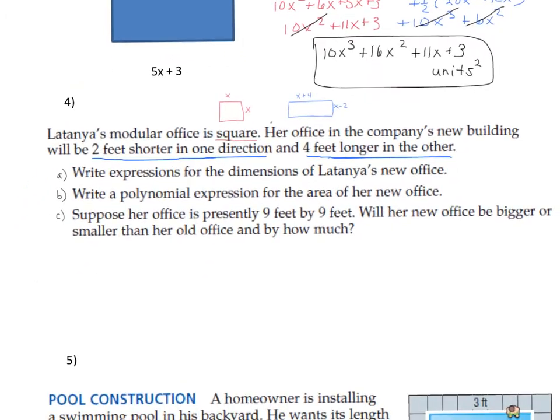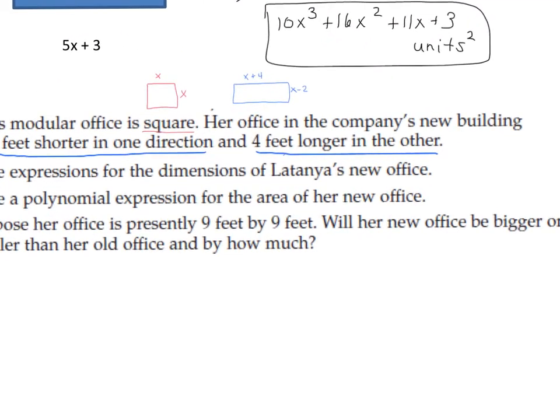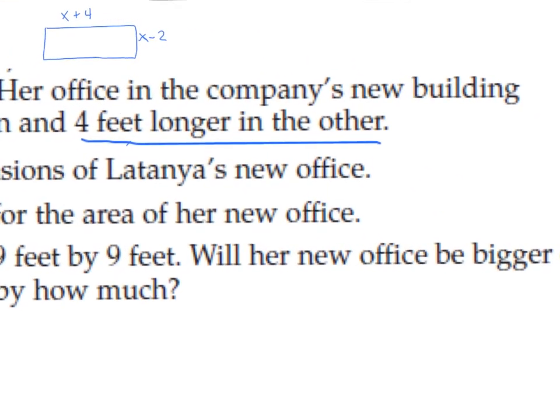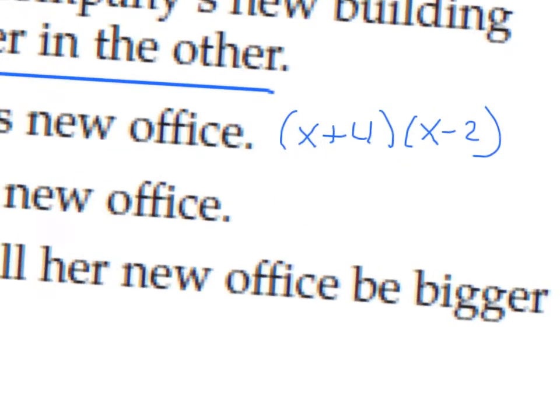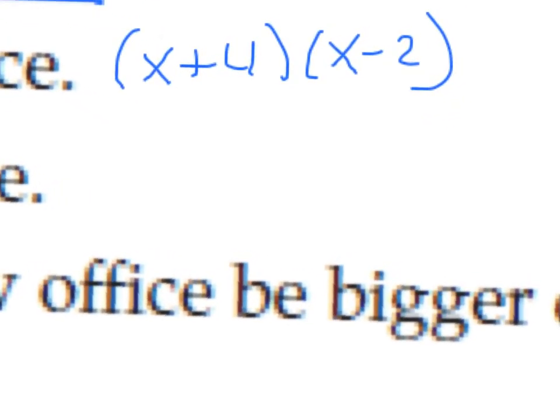All right, so A, write an expression for the dimensions of her new office. Now, when we say write an expression, I still expect you to always simplify. So I'm going to have x plus 4 times x minus 2. I'm taking her length times her width, okay? And then let's go ahead, we're going to clean it up here real quick. And I'm going to get x squared minus 2x plus 4x minus 8. So x squared plus 2x minus 8. Since we're talking feet, this would be feet squared.